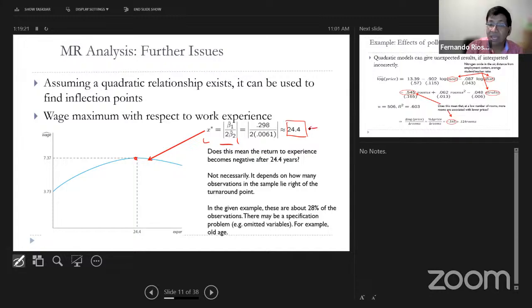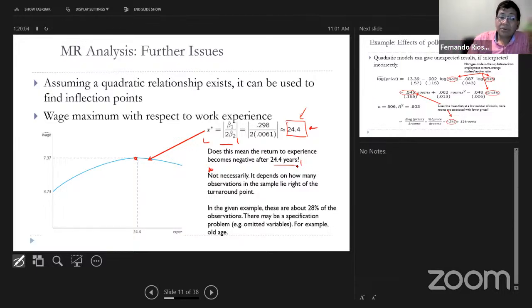Which also means any addition according to this model, assuming that the quadratic model is capturing reality the best way possible, in average, if a person has more than 24.4 years of experience, any additional year of experience will start to reduce the wages. So we have a negative marginal effect on the wages. Now, does it mean that the return to experience is negative after 24 years? The model says that, but it might not necessarily be the case.